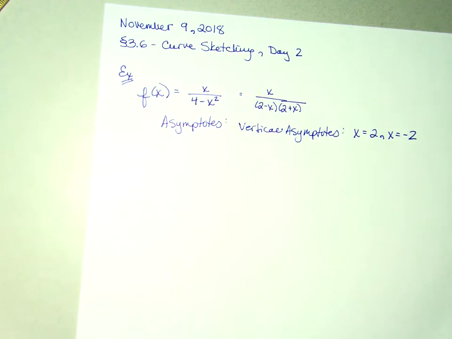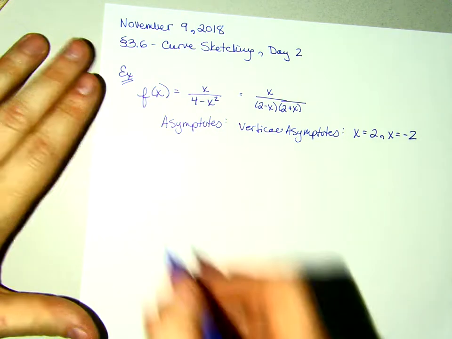Is there a horizontal asymptote or a slant asymptote? Horizontal. Slant will happen when the degree of the numerator is greater than, well, 1 greater than the degree of the denominator. I don't have that here.